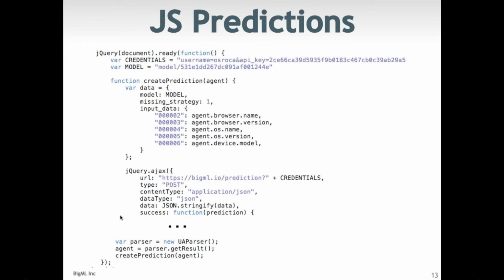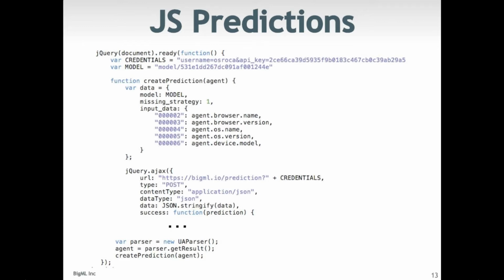What happens down here at the bottom is we use the UA parser to parse the user agent of the browser. We use the results of the parser to generate this agent object, which has all of the data in it: the browser name, browser version, OS name, etc. Then we call create prediction. All we do here is build a dictionary with the input data. Then we use a simple jQuery AJAX call to the prediction endpoint, adding our credentials, type as a post, and we pass in the data in a JSON format, and what we get back is a prediction.